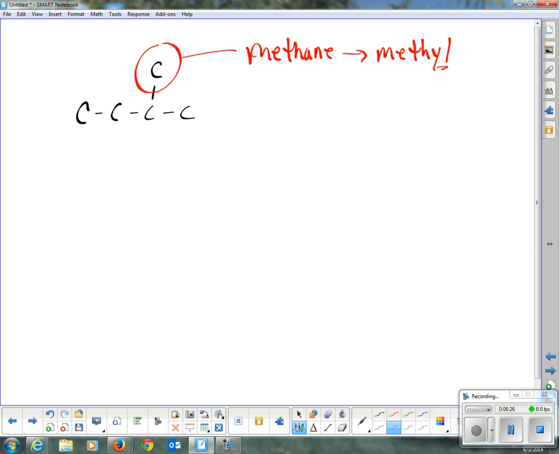Now we do need to count. Now I could count this way, 1, 2, 3, 4, or I could count this way, 1, 2, 3, 4. The green way gives me the lowest number, so that's the way I actually count, and I write 2-methyl, and it's a 4-long chain, which was butane, so I just butt up butane to it, and I'm done.